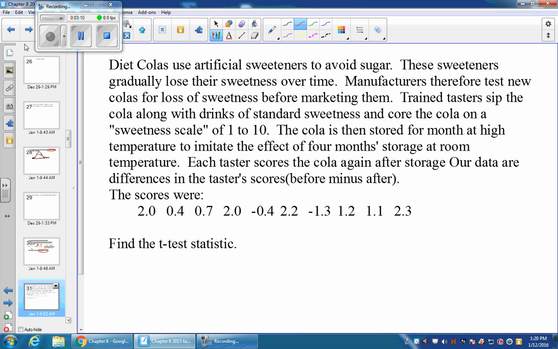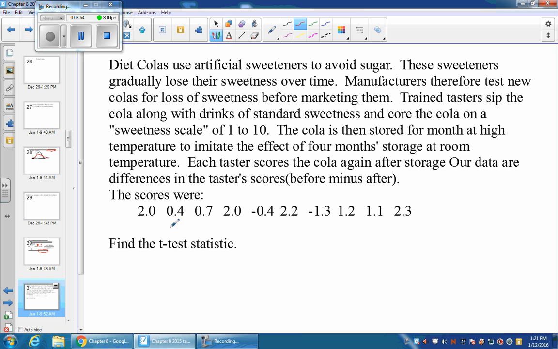Like this. Diet colas use artificial sweeteners to avoid sugar. These sweeteners gradually lose their sweetness over time. Manufacturers therefore test new colas for loss of sweetness before marketing them. Trained testers sip the cola along with drinks of standard sweetness and score the cola on a sweetness scale between 1 and 10. The cola is then stored for a month at a high temperature to imitate the effect of 4 months storage at room temperature. Each taster scores the cola again after storage. Our data is the difference between before and after. So this tells us how much sweetness is lost.